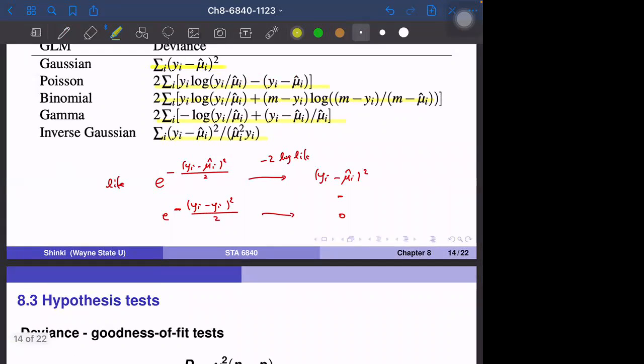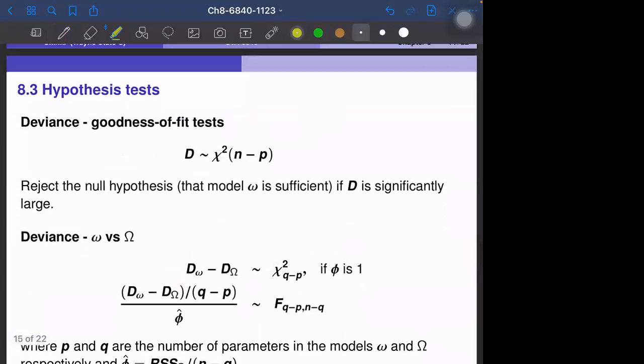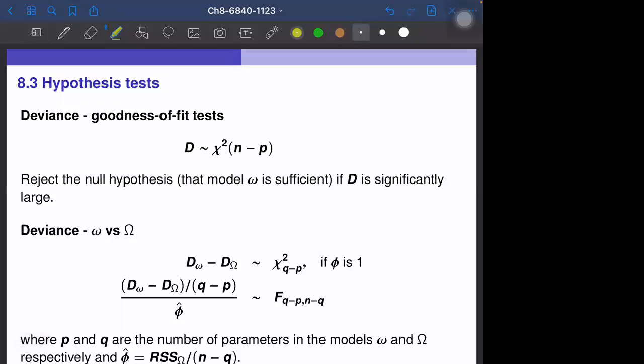Yeah, so this is the definition of deviance. So we discussed deviance, and now we have discussed what distribution the D follows. So, how to test using D: asymptotically, if n is large, I mean the sample size is large, then the D follows the chi-square distribution with degrees of freedom n minus p.